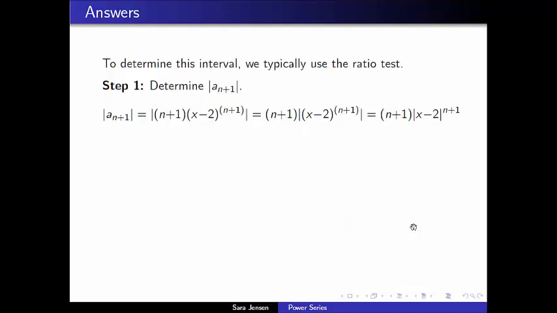Again, an example is really helpful. Let's keep going with the example that we have, and let's see our mechanism for determining this radius of convergence, which is to use the ratio test, as we've seen in previous videos. So let's follow through the steps of that ratio test. Our first step is to determine the absolute value of the n plus first term.